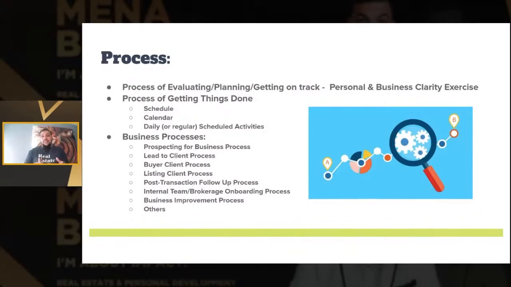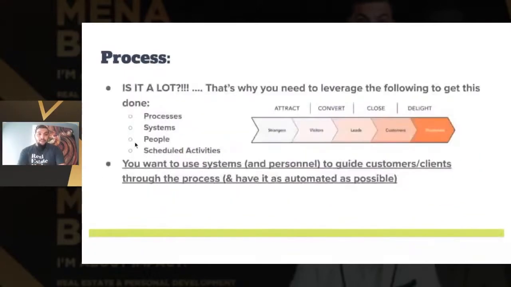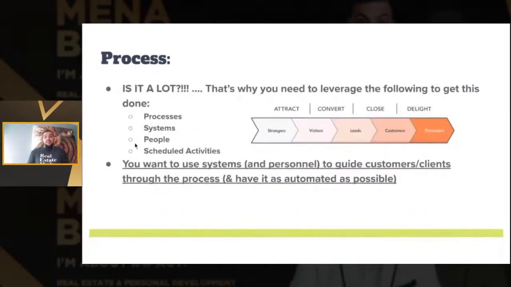Also, when you are just depending on yourself and on your time to get things done, a lot of things fall through the cracks. So if you have a process and if you have systems in place, you take that much more off your plate and you allow for things to get done. It can be a lot thinking about the process, for example the list of processes I just mentioned. It can really be a lot to take in. But that's why you need to leverage the following to get it done: you need to leverage processes, systems, people and your scheduled activities.